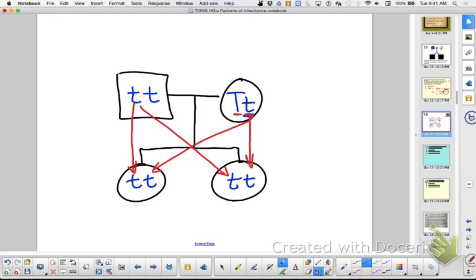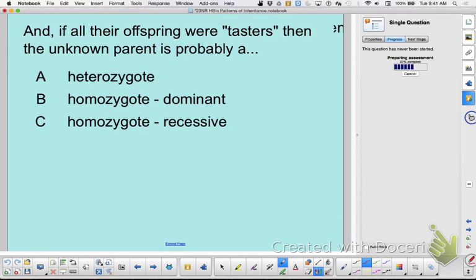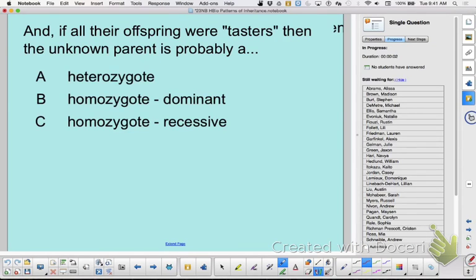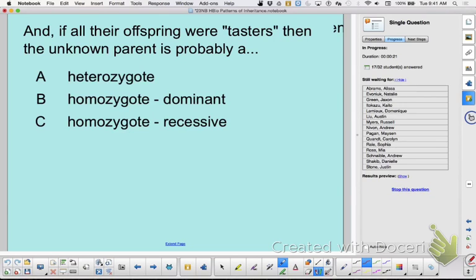You all right? Okay. Now, riddle me this. You should be getting 100% here. Did we get 100% on the last question? It should have been. Wait, what was the context for? If we cross a taster with a non-taster.